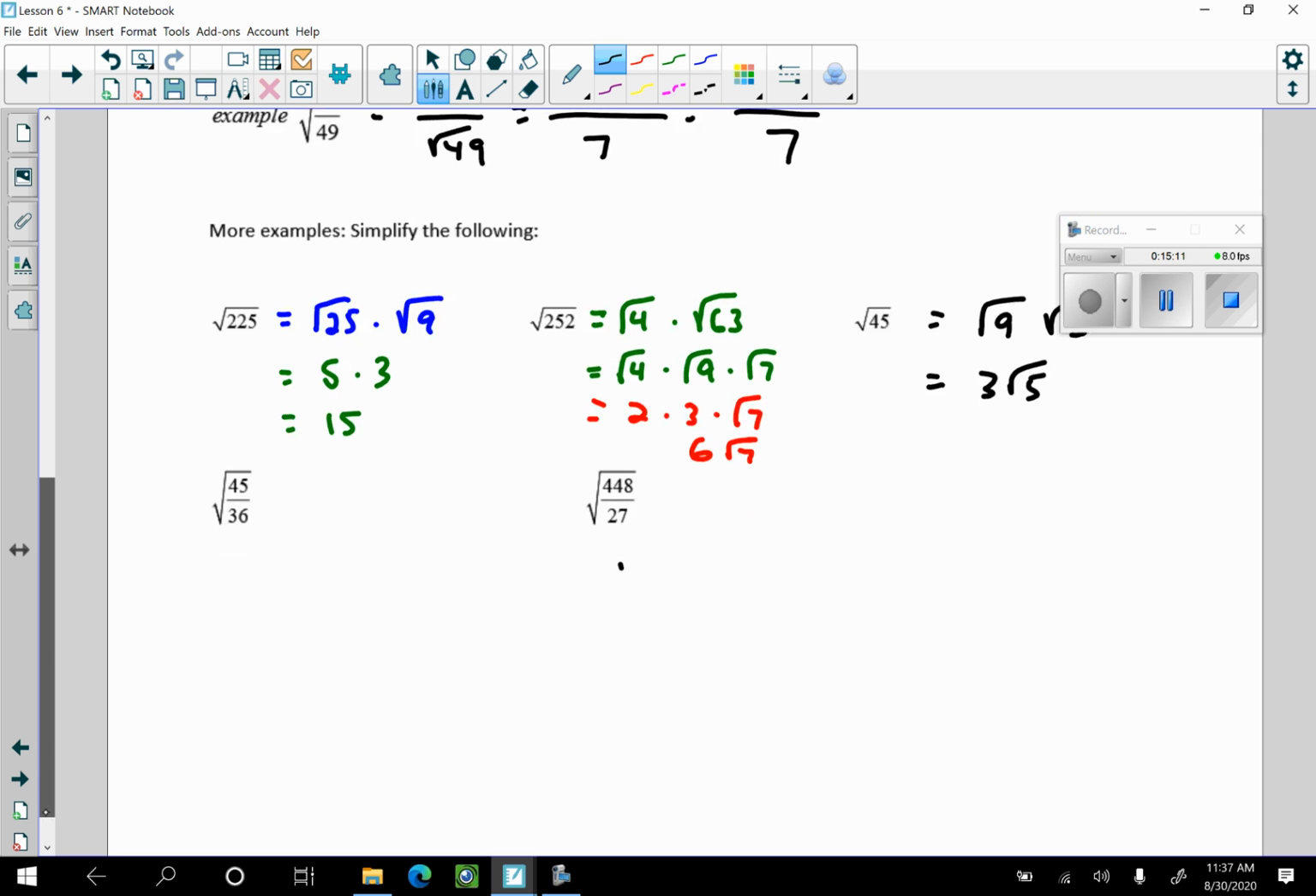All right. Let's do these examples here. Well, we know what the square root of 45 is. We just did the square root of 45. Well, let's write it like this. This is going to be the square root of 45 over the square root of 36. And I know what the square root of 45 is by the previous example: 3 square root of 5, over the square root of 36, which is 6. And now I can still reduce more because 6 has a factor of 3. So this is going to be the square root of 5 over 2.